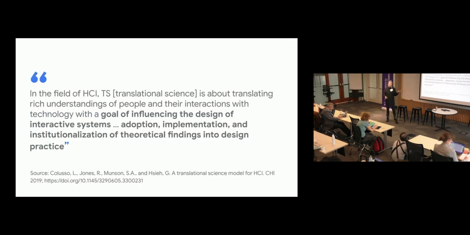And so I've been really interested in this notion of HCI as translational. And here's a paper from some of our colleagues in our community. And this really resonated for me, which is that I feel like my goal is influencing the design of interactive systems, the adoption, implementation, and institutionalization of the theoretical or empirical findings that you're getting from deep research into design practice, and into influencing product management and engineering. And Jody, sitting at the back, and I have talked a lot about learning the cultures of product management and engineering so that we can do that translational work.